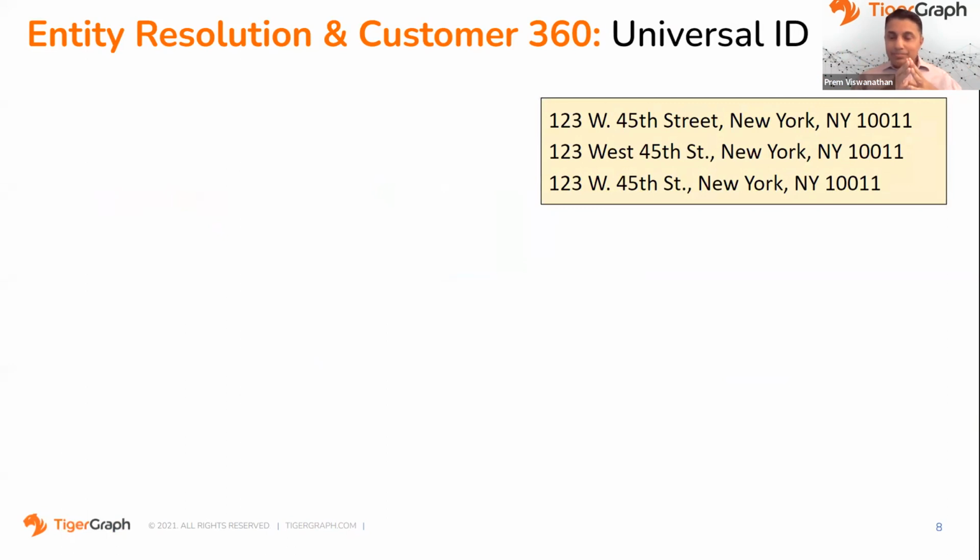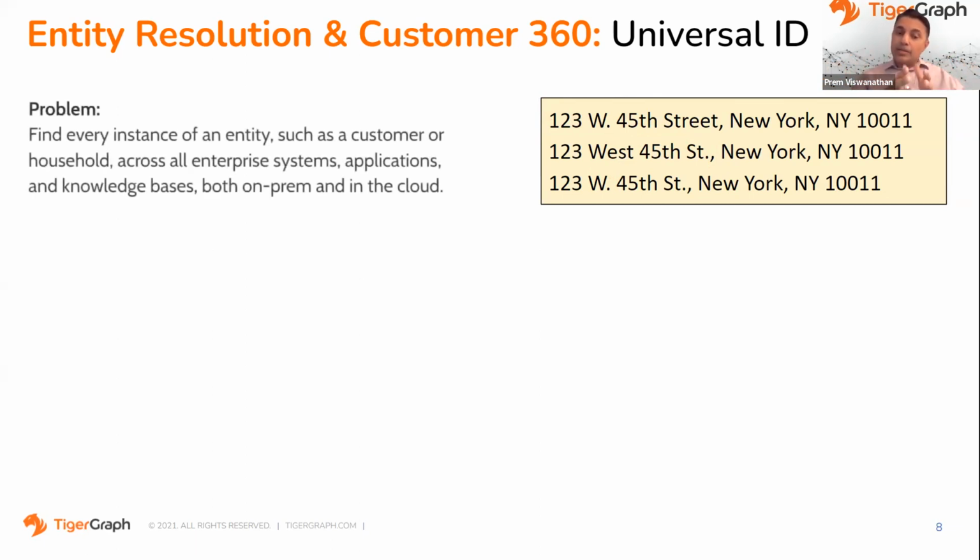If you look at the 3 lines that I put on the screen there, right? For those of us looking at this, it's pretty easy to tell that all 3 of those lines refer to the same place, right? But to a computer, it's not so obvious, right? This is W, 45th Street. This one says West, but then the street got abbreviated and so on. So to computers, this looks like 3 different things.